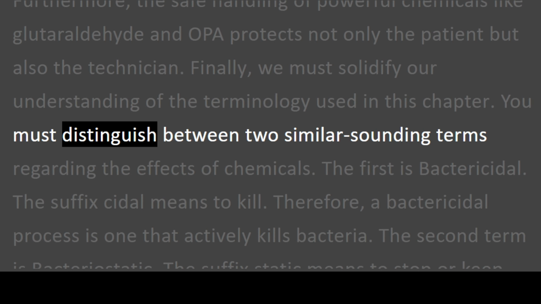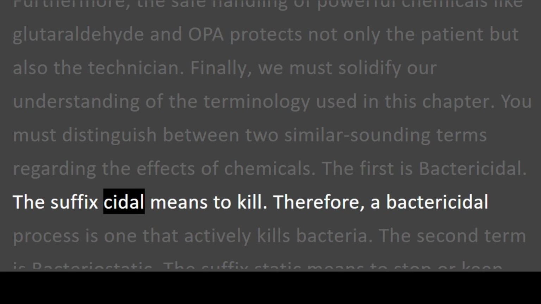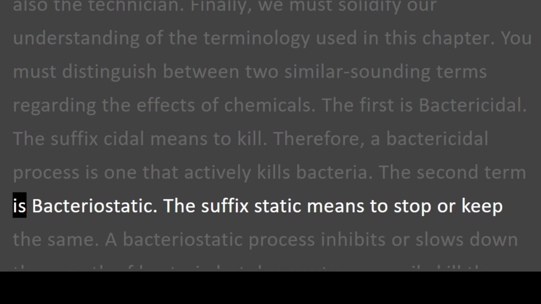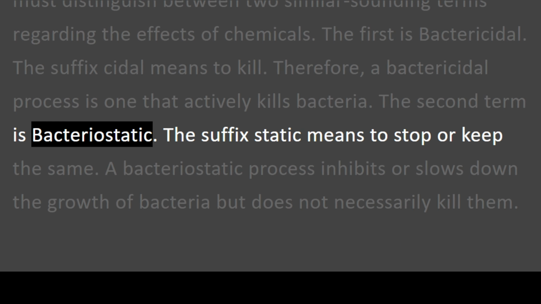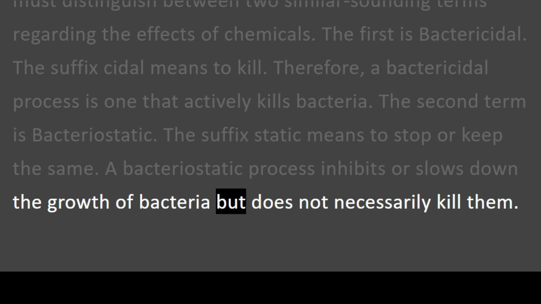You must distinguish between two similar-sounding terms regarding the effects of chemicals. The first is bactericidal. The suffix cidal means to kill. Therefore, a bactericidal process is one that actively kills bacteria. The second term is bacteriostatic. The suffix static means to stop or keep the same. A bacteriostatic process inhibits or slows down the growth of bacteria but does not necessarily kill them.